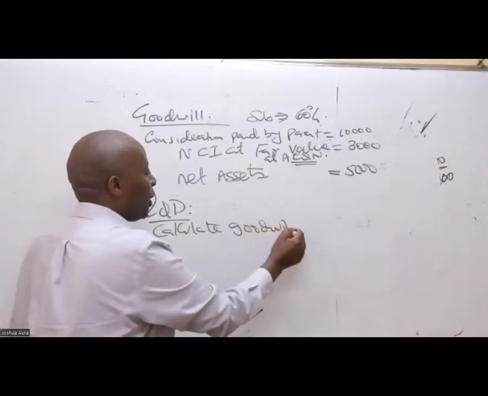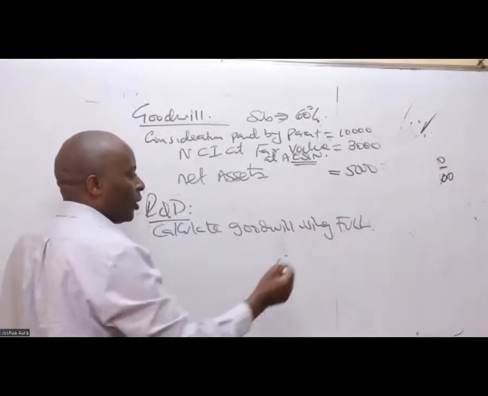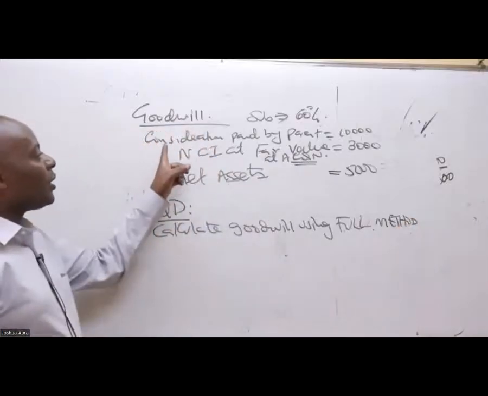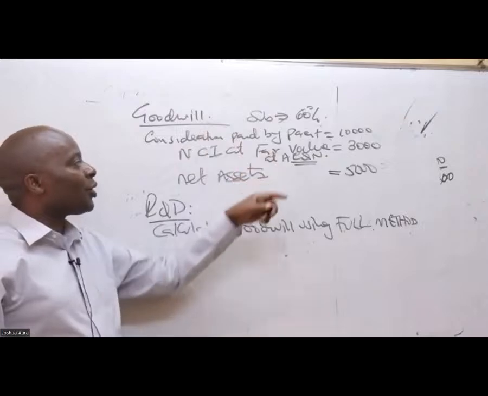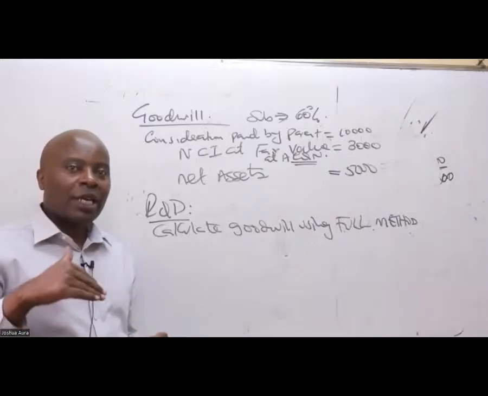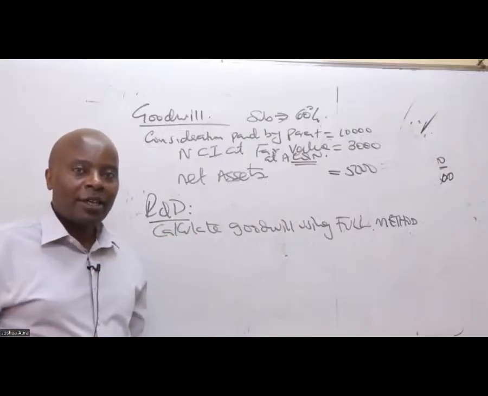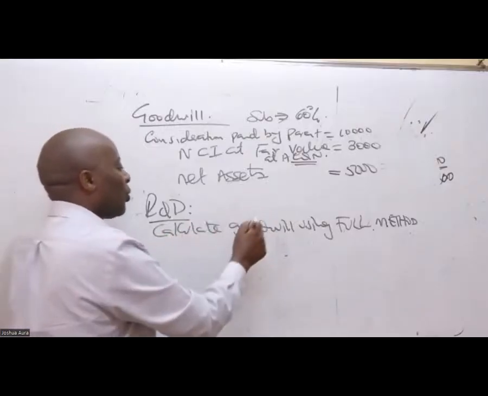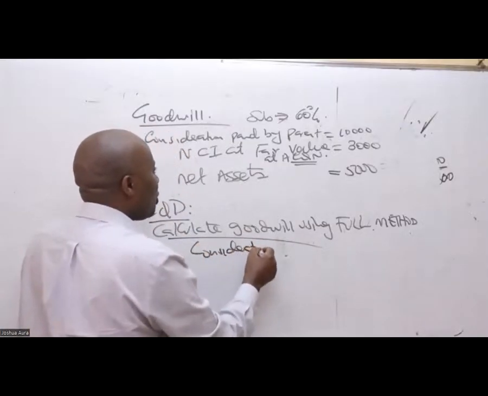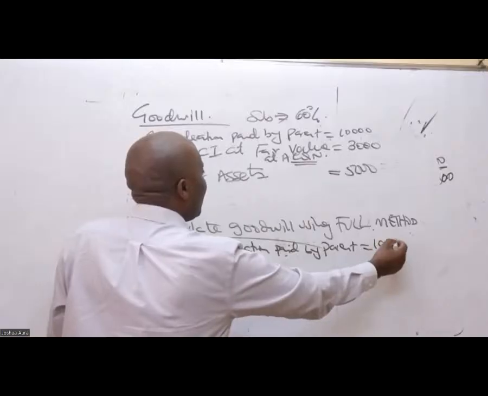Goodwill using full method. Using full method, this is when we consider both considerations paid by the two parties. When you consider what has been paid by the two parties, then automatically you are accounting for the whole, for the full. So when they tell me to use full method to compute goodwill, then what I will do is come here and they say consideration paid by parent, 10,000.